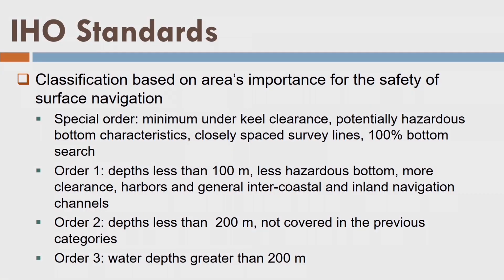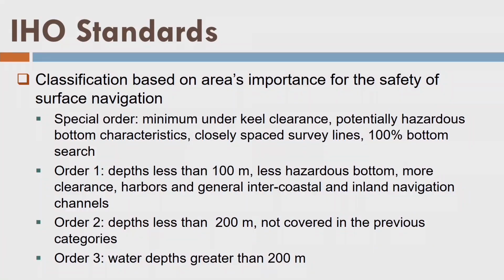We are discussing the country specific code, and at the same time, the provisions in the international standards. So, let us talk about the IHO standards first. It divides the area to be surveyed according to importance. It has 4 orders. One is special order, then we have order 1, order 2 and order 3 surveys. Order 3 surveys are for water depth more than 200 meter, order 2 for less than 200 meter, order 1 is less than 100 meter water depth.